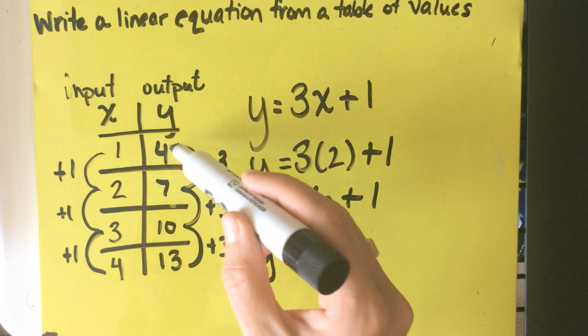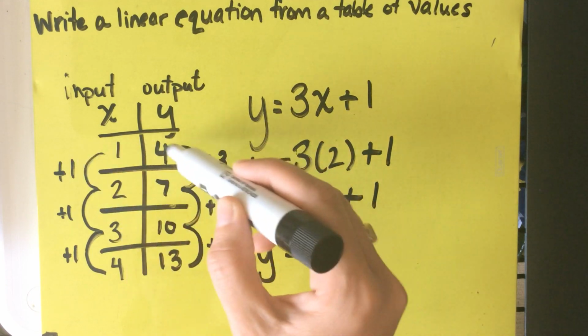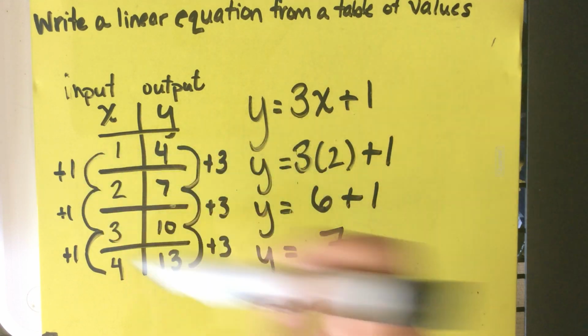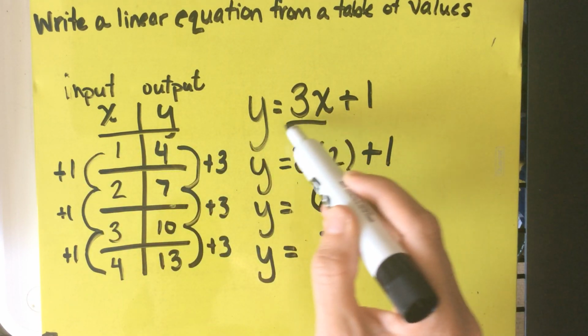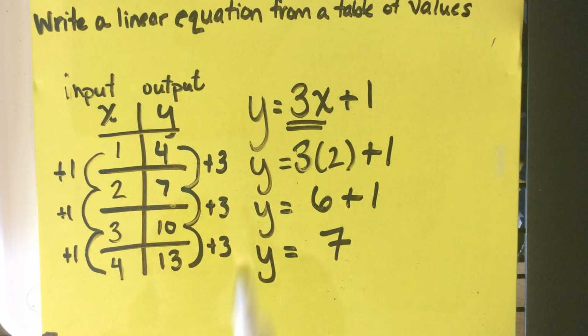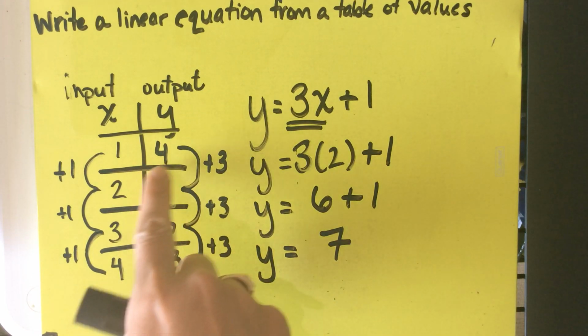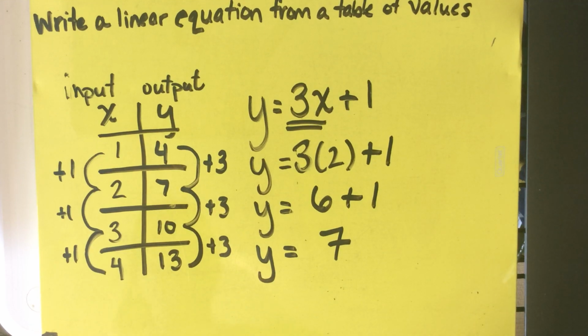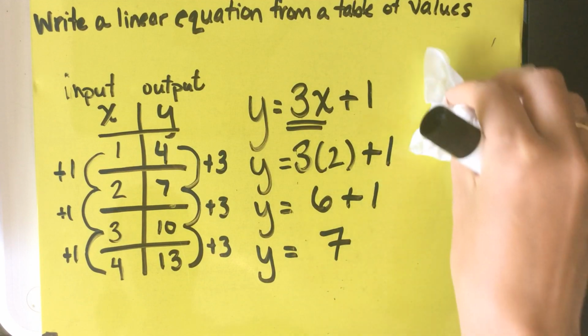So I started off by checking the relationship between my change in y to my change in x. And I said that it takes 3 x's to make up one change in y. And then I tested that equation and I saw how much I had to add or subtract from that to actually get the answer that I wanted. And so I ended up with 3x plus 1.